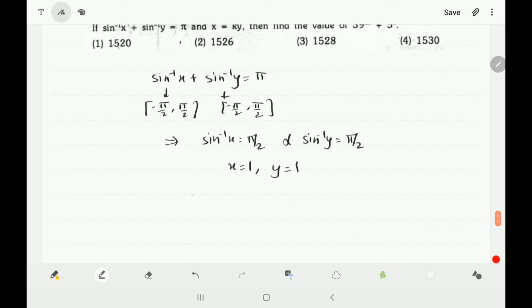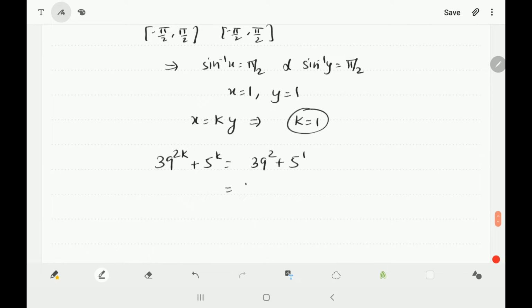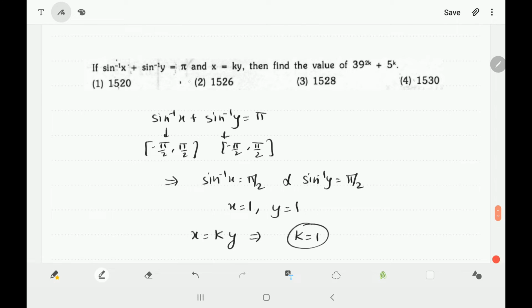So once you put in x is equal to ky, with x as 1 and y as 1, we will have the value of k as 1. So now we have to find the value of 39 raised to the power 2k plus 5 raised to the power k. So 39 raised to the power 2 plus 5 raised to the power 1. 39 raised to the power 2 can be easily calculated as 40 minus 1 raised to the power 2 plus 5 raised to the power 1. So this term will be 1600 minus 80 plus 1 plus 5. So this term will be 1521 plus 5. So the answer for this problem will be 1526. So the answer is option B.